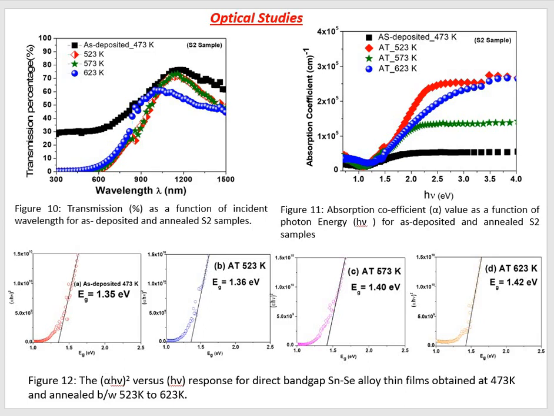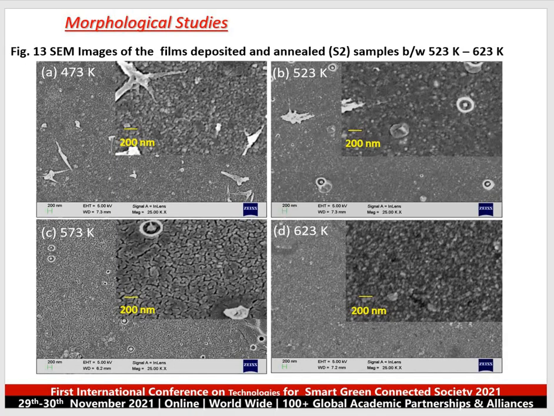Figure 12 shows the direct bandgap values, and bandgap values were found to increase with increase in annealing temperature. Since the direct bandgap values correspond to the visible region of the solar spectra, these films are useful in photoconverter devices. Morphological studies were also carried out, and the SEM micrographs of the as deposited and annealed S2 samples are shown in this slide.